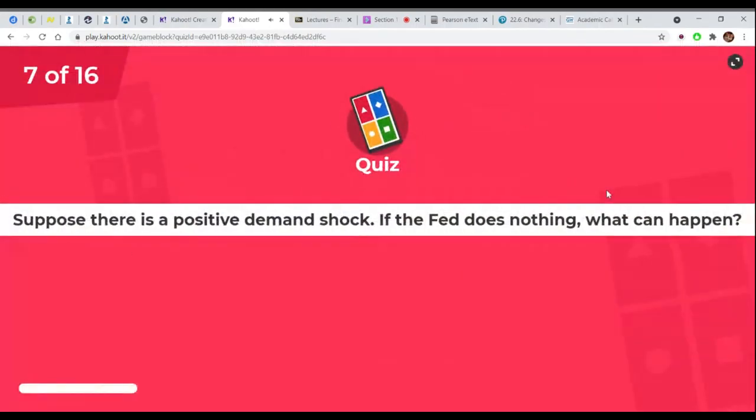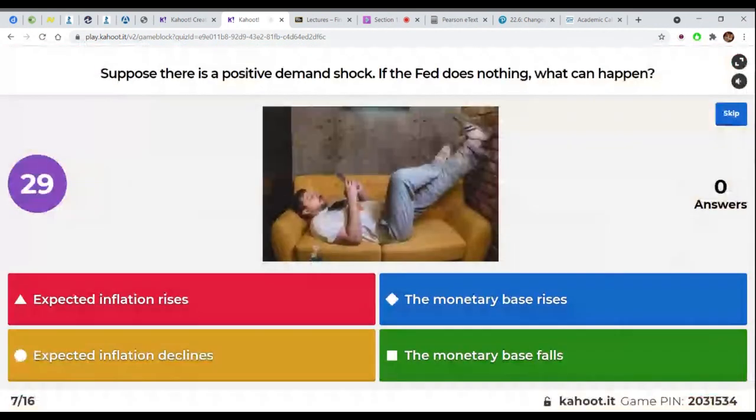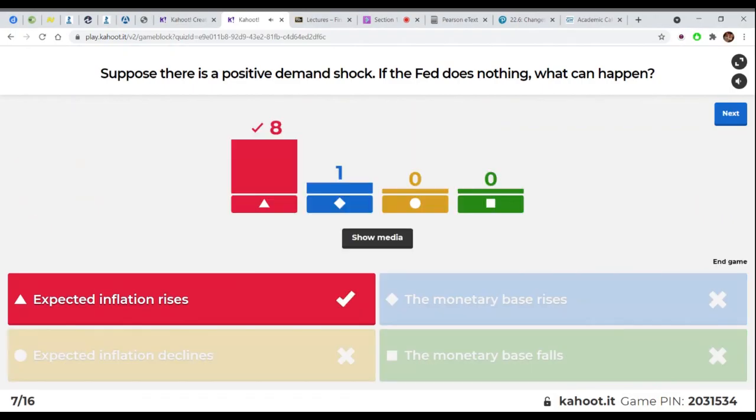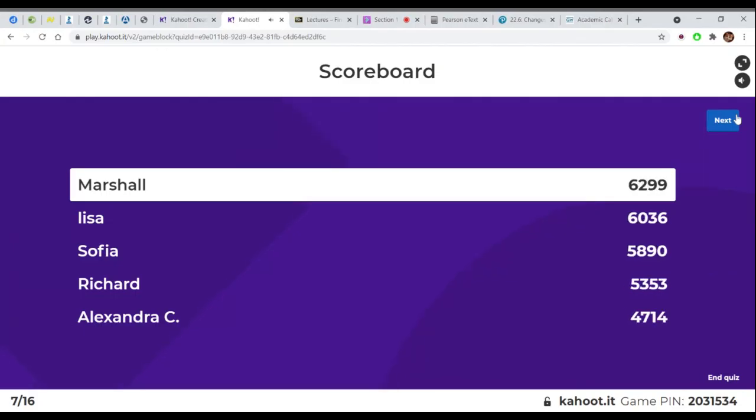Very good. Question 7, suppose there's a positive demand shock. If the Fed does nothing, what can happen? Should expected inflation rise if there's a positive demand shock, or decline? Or would it be something to do with the monetary base? If the Fed does nothing, expected inflation might rise indeed.